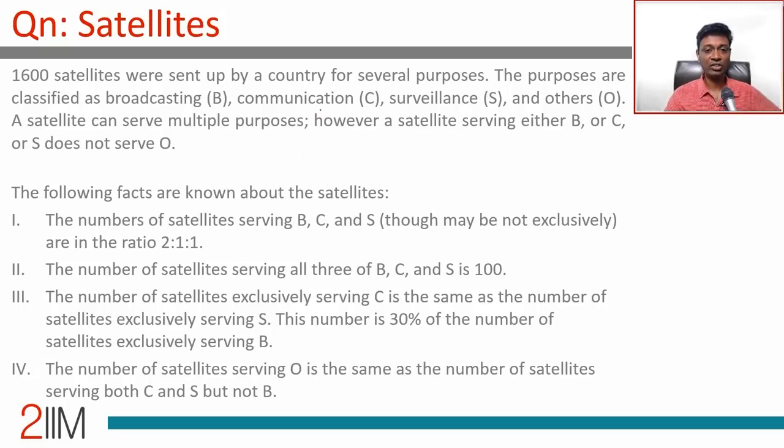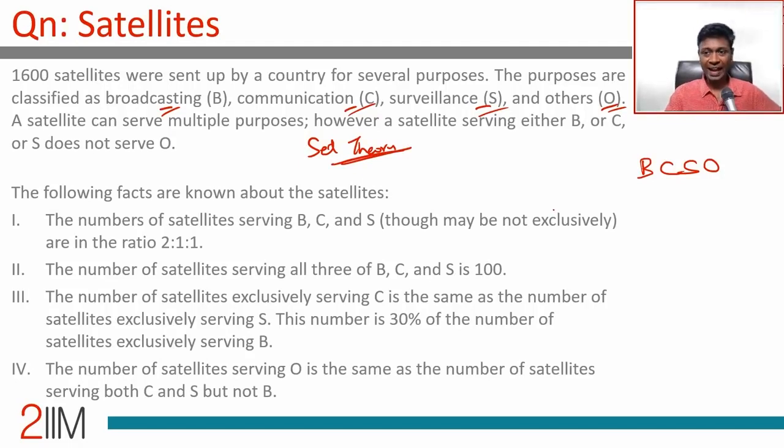Satellites. 1,600 satellites were sent up by a country for several purposes. The purposes are broadcasting, communication, surveillance, and others: B, C, S, O. A satellite can serve multiple purposes. So it can be broadcasting and communication, communication and surveillance, surveillance and others, broadcasting, communication and surveillance. So this is a set theory question straight away. You're going to have some Venn diagrams and circles and all of that.